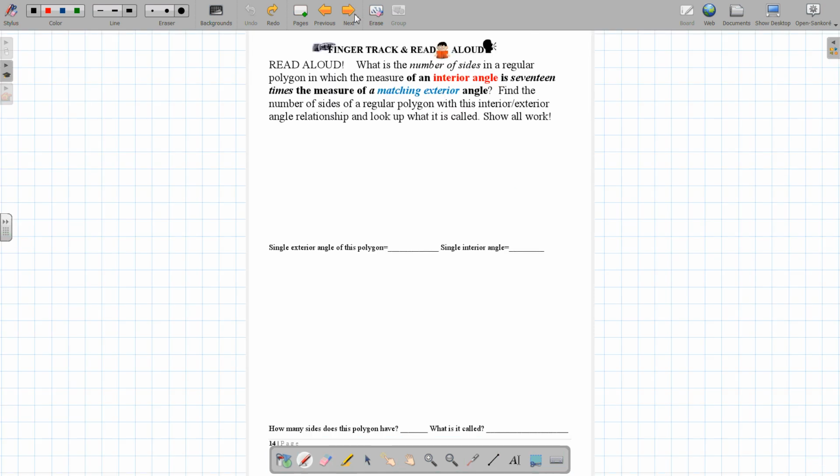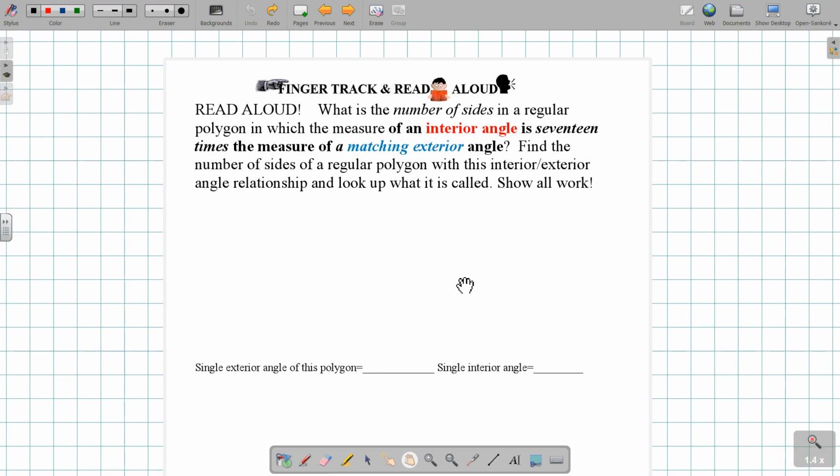And you come over here. Let's read this with your finger on the paper. What is the number of sides? Stop right there. Put a giant N above that. Keep that in mind, that ultimately you're going to be answering that question, the N number of sides.